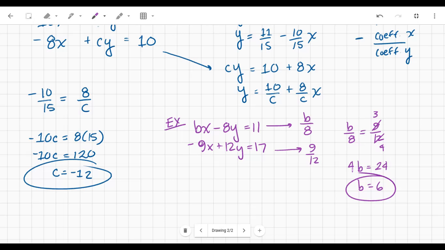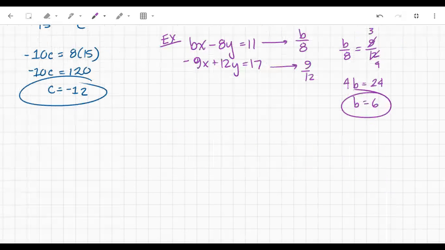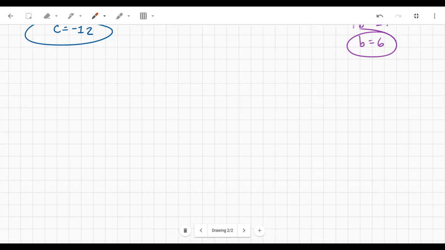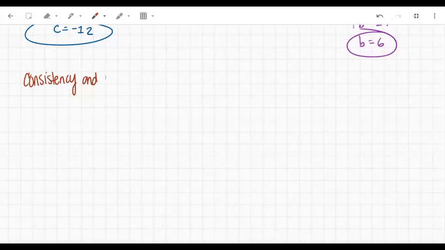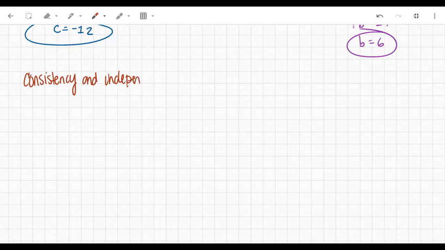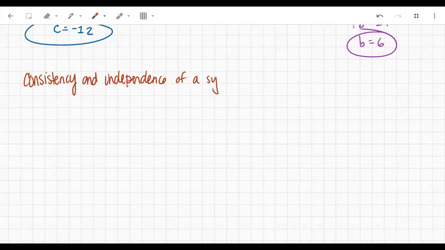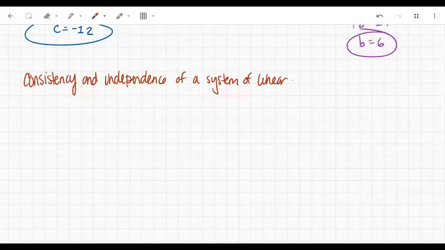All right, 2 more. Your next one is consistency and independence of a system of linear equations.